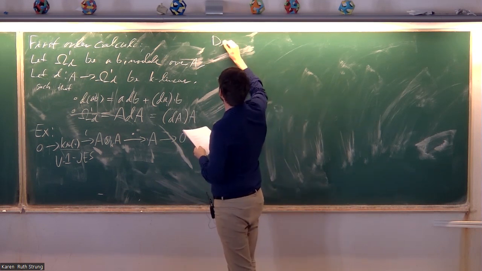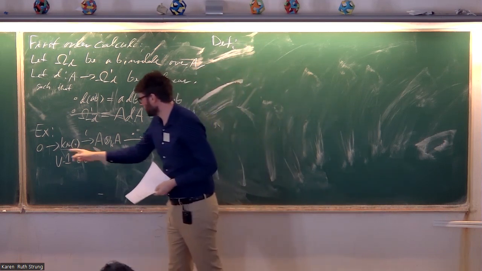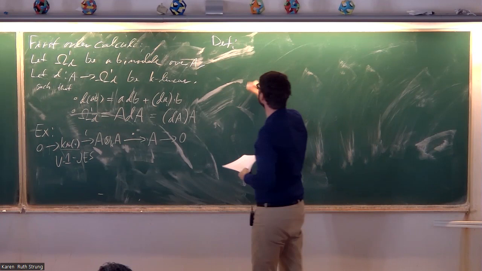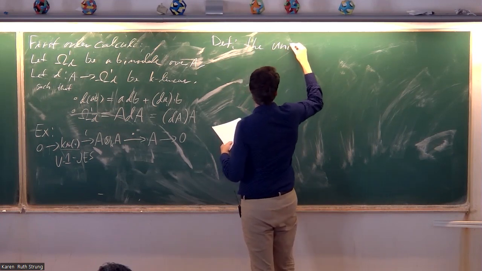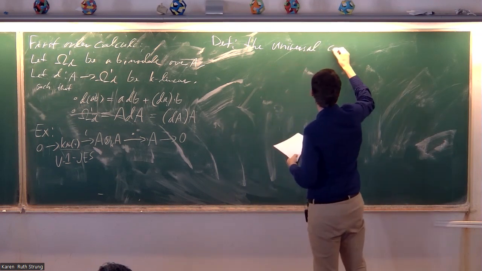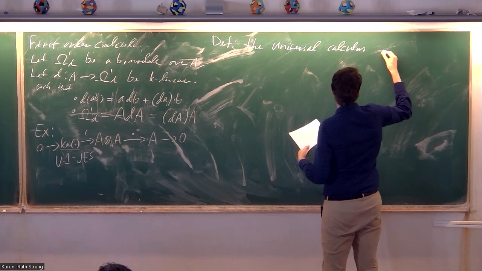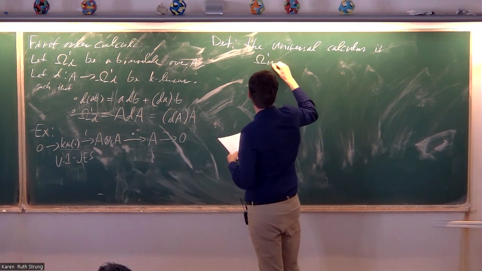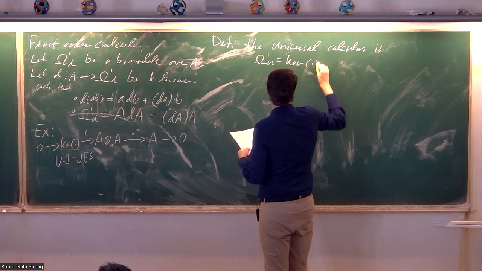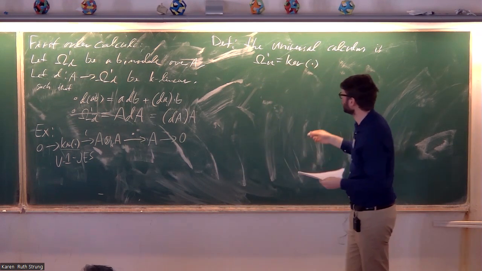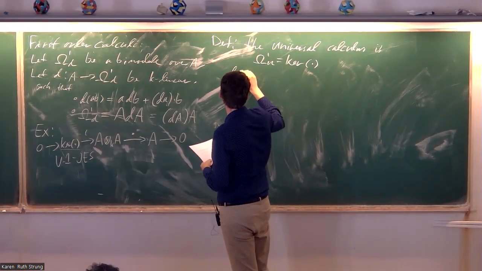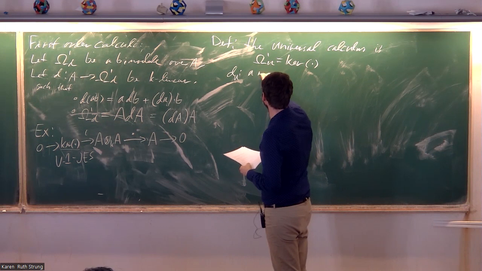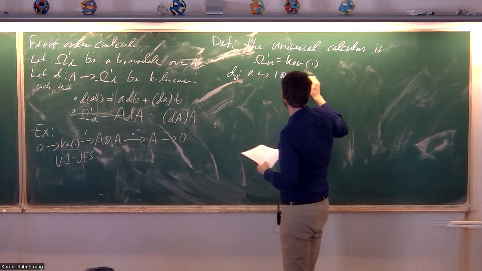And this is the way I'm coming at it, but not really the traditional way. Traditionally, one just starts with this object and calls it the universal calculus. So let's define that. As a bimodule it is the kernel of the multiplication, and the universal derivative is given by 1 tensor a minus a tensor 1.